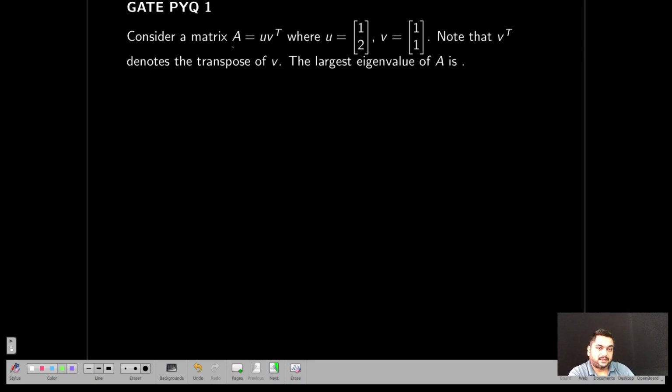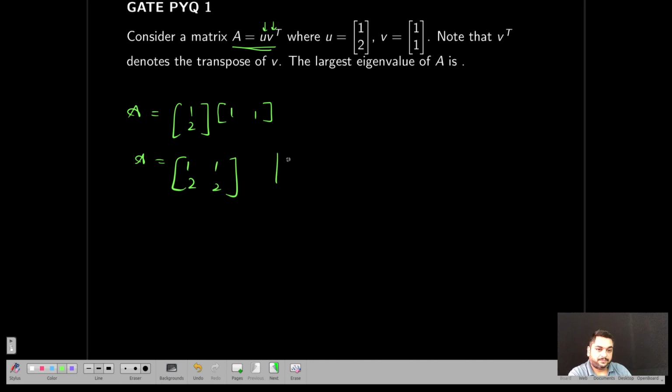So they are given a matrix A equal to U into V transpose. V is one vector, V transpose is another vector. So you find the matrix A as 1, 2 into transpose of V, which is 1, 1. So A will be the multiplication of these, giving 1, 1, 2 and 2.